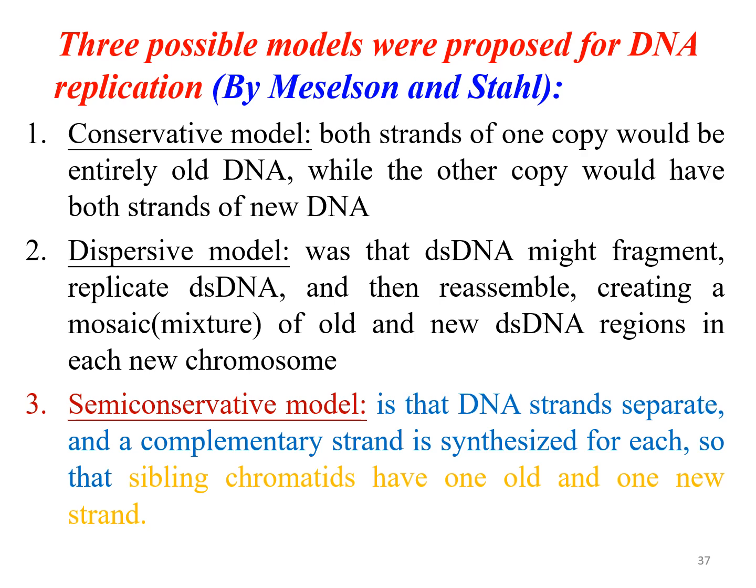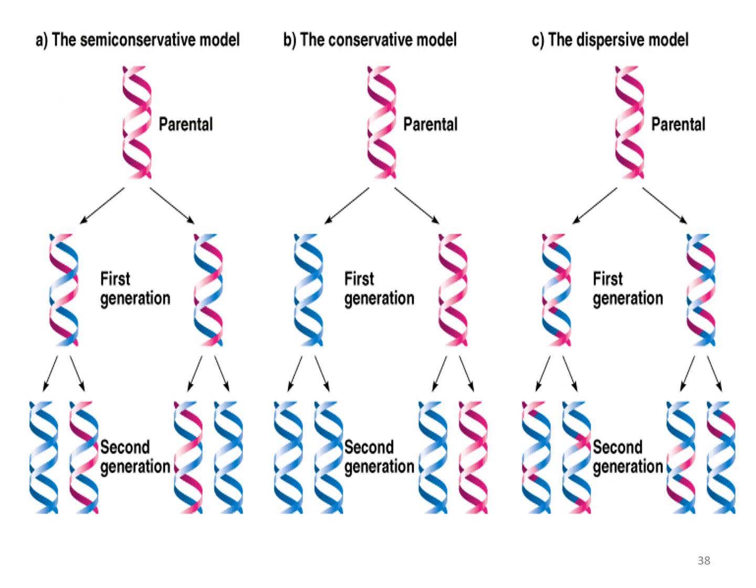The last one is the semi-conservative model. This model states that the DNA strands separate and the complementary strand is synthesized for each, so that each sister chromatid has one old and one new strand. Actually, the dispersive and the semi-conservative models are slightly similar, but the process can be different. This is a diagrammatic representation of the three models: semi-conservative, conservative, and dispersive. So you have to see the picture and understand what it means.